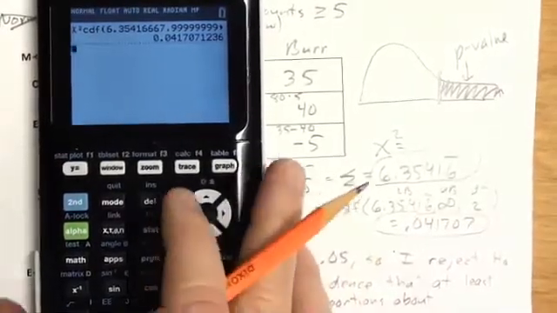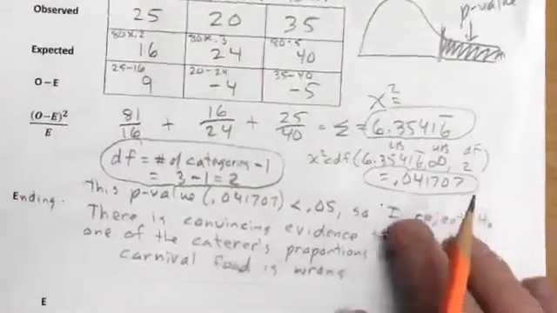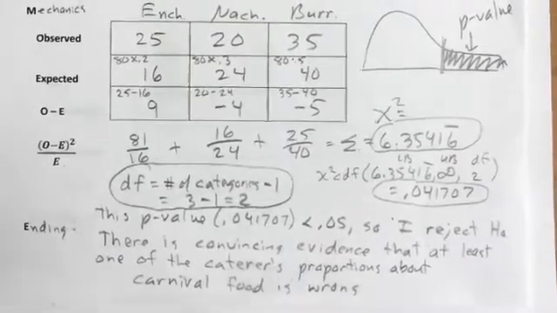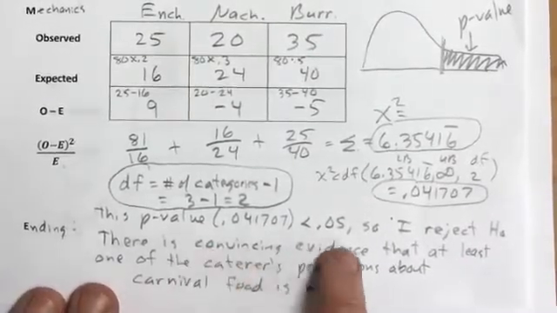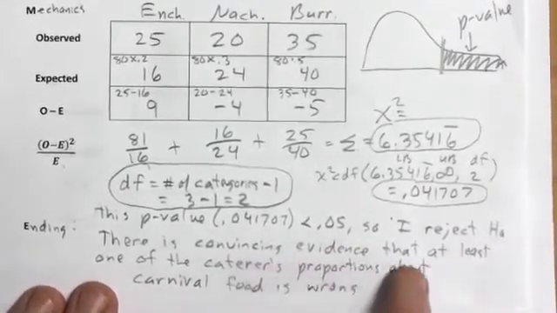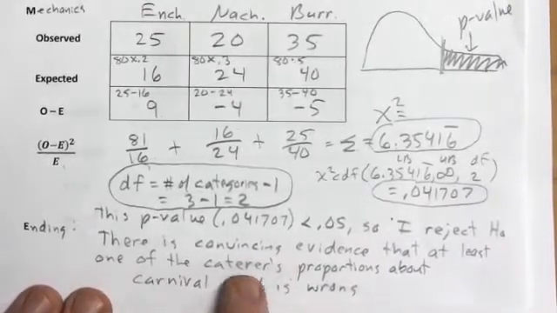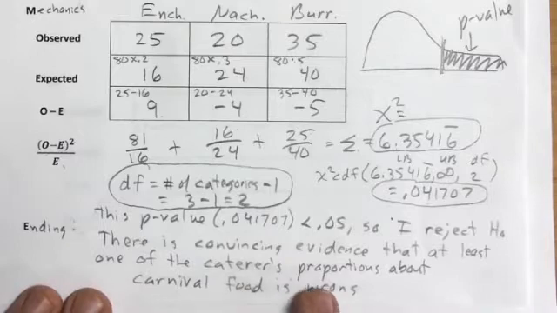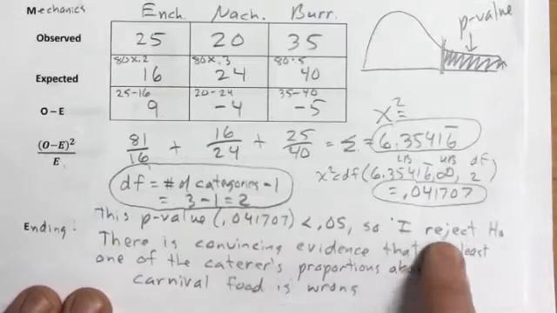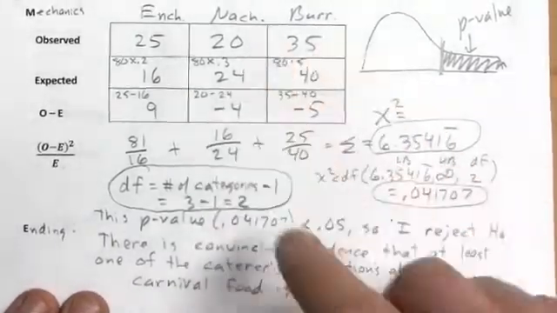Okay. And then after that, your p-value statement is not anything new. We've been doing it for several chapters. This p-value is less than our alpha, so I reject the null. There's convincing evidence that, and then you restate the alternative in context: there's convincing evidence that at least one of the caterer's proportions about carnival food is wrong. Make sure to mention the context. The p-value statement is exactly what we've had before. So this is in essence doing it by hand.